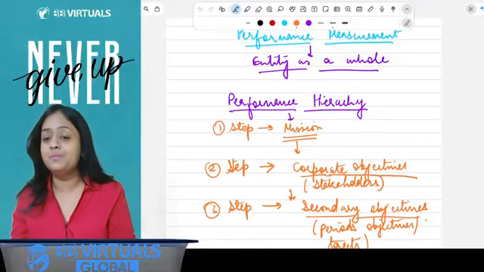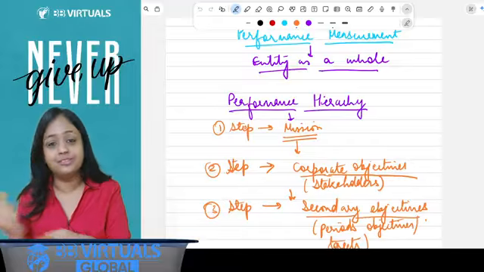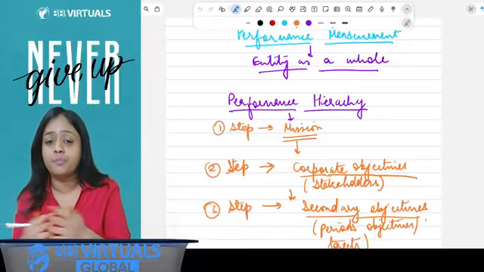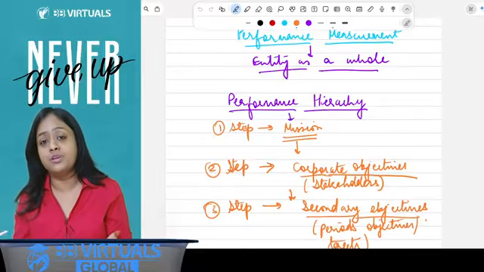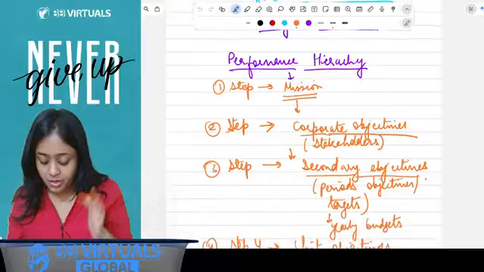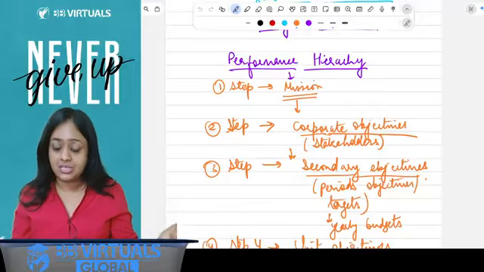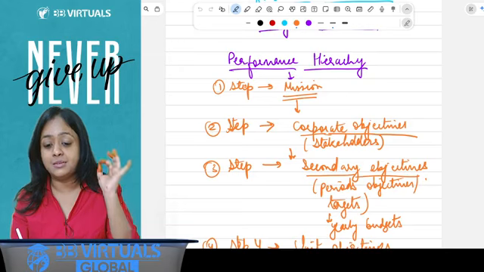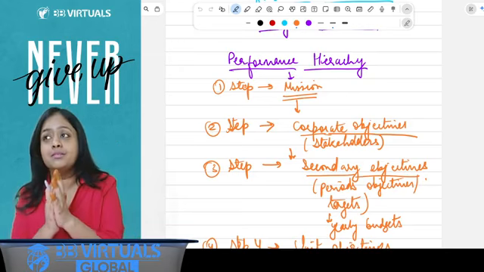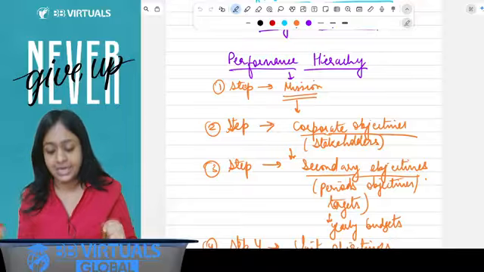Now, performance measurement we always do for the entity as a whole. So here we don't look into the divisions or the branches or a product line. We look into the entity as a whole to do the measurement of the performance. Here we follow the performance hierarchy like we have discussed in our earlier topics. That is, an entity fixes a vision, then there is a mission. Mission basically gives you a reason why an entity is in existence. What is its broader objective?